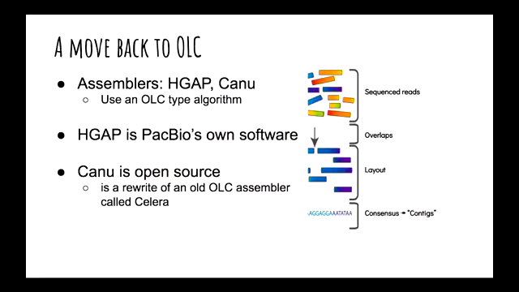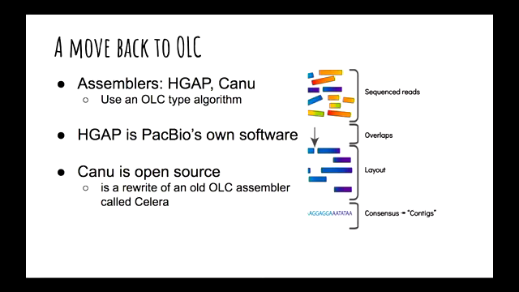Okay, so with a move to these longer reads, where we have fewer of them but much, much longer ones, we can go back to overlap layout consensus. Recently there's been a whole flood of assemblers coming out based on the old concept of overlap layout consensus, because we don't have millions of reads that we need to fit into a graph, we only have a few.